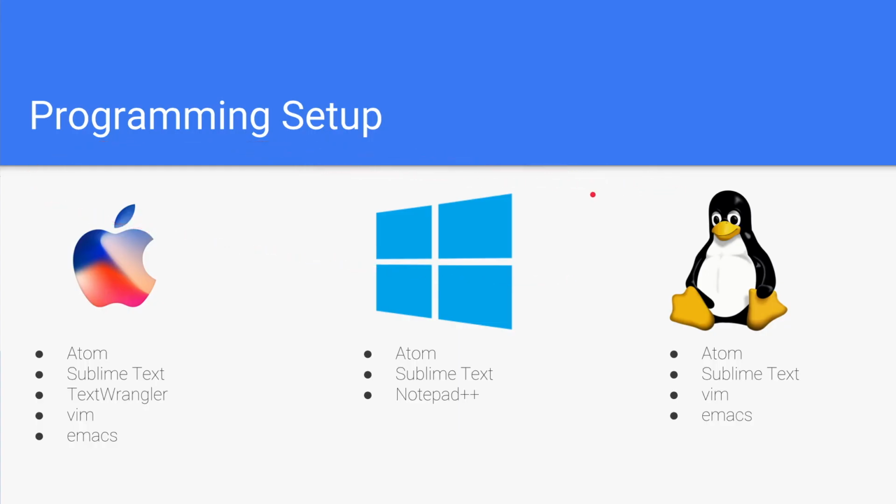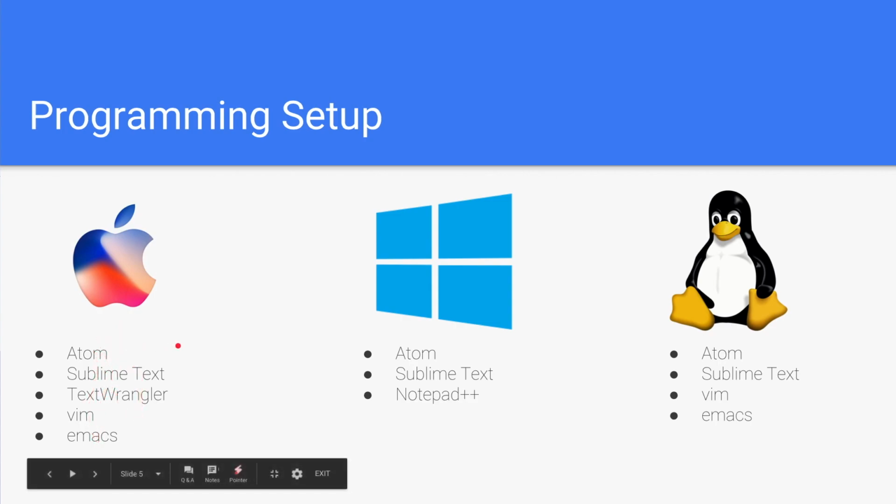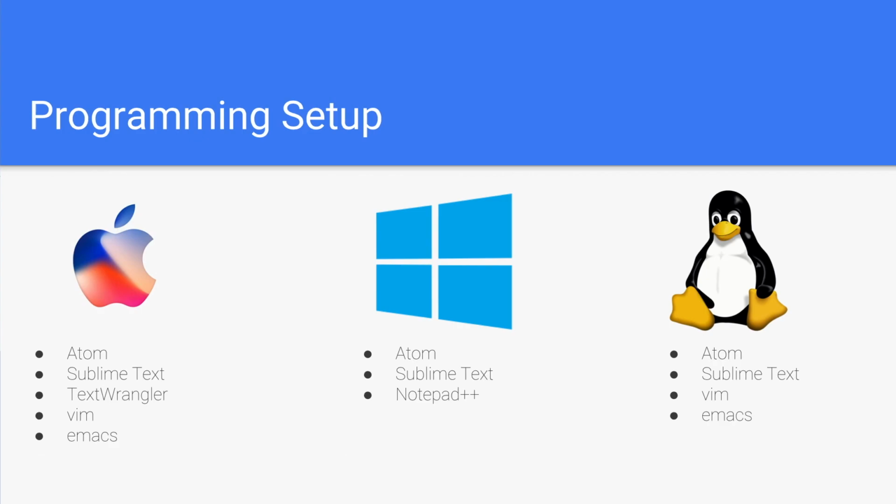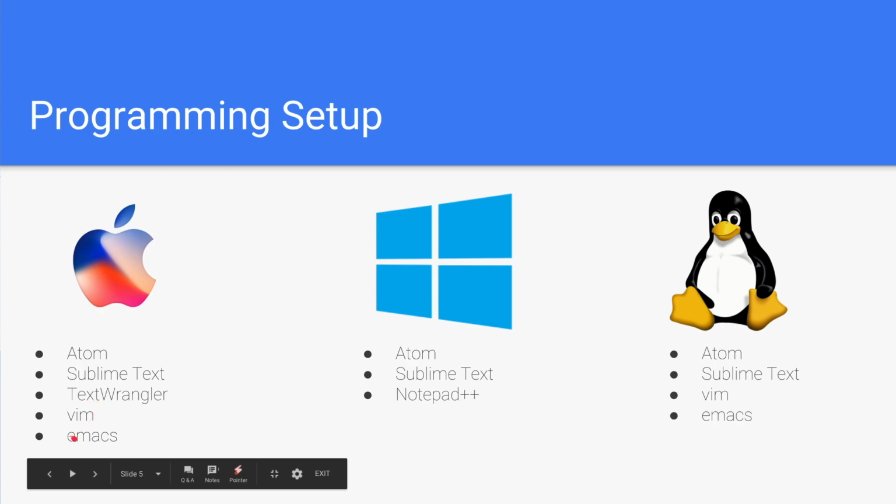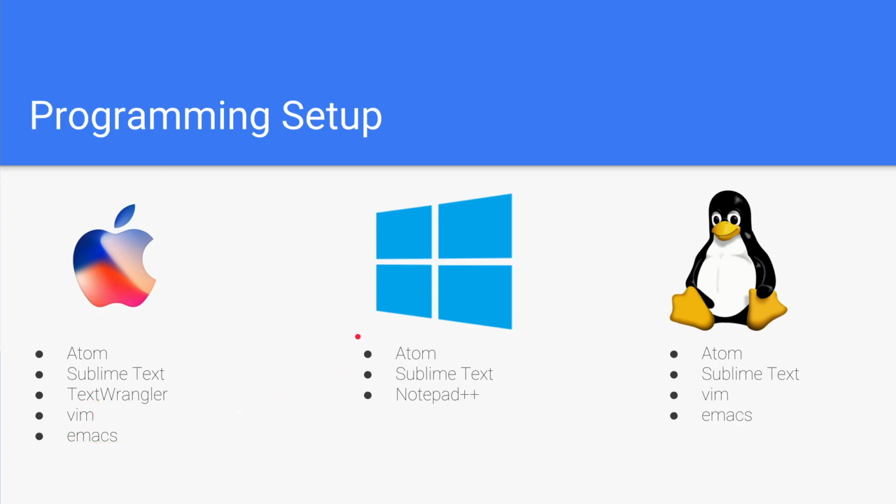So setting up our development environment, there is no right or wrong way to do it. It depends on which operating system you're using. For example, for macOS or Apple devices, there are a lot of different text editors or IDEs that you can download. We're going to look into IDEs in the next video, but for now we're just going to set up our development environment with a text editor. So there's Atom, Sublime, TextWrangler, Vim, and Emacs on Apple devices. On Windows, these are the most popular ones.